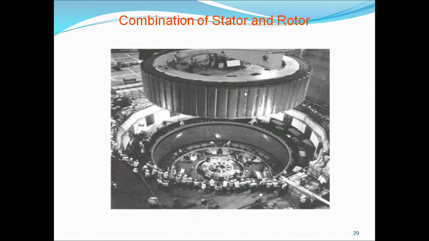If you see the salient features, they have small diameter and very long axial length. They have less windage losses and the speed is 3000 to 1500. It is used in dynamically balanced operation.